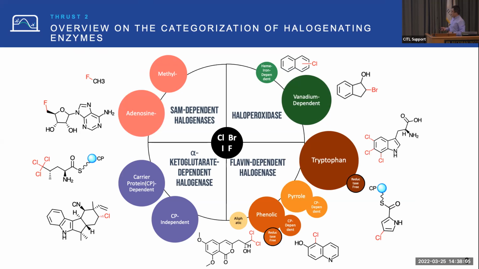And besides enzymes that accept small molecules, if the enzyme faces some challenge in doing the halogenation reaction, it prefers to use a carrier protein to donate the other difficult substrates to perform the halogenation reaction, for example, substrates such as proline, and also the phenolic ones.